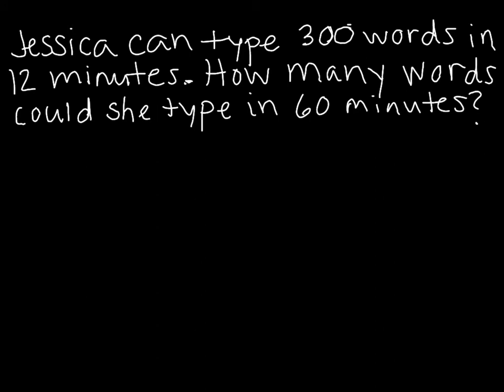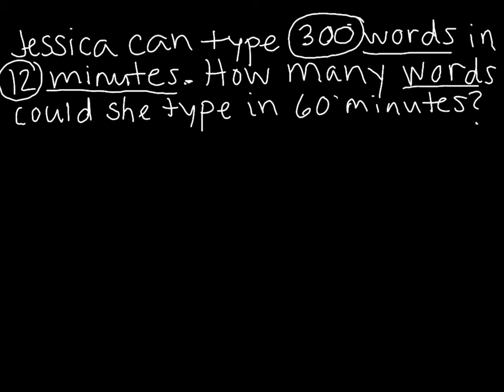All right, here is our second problem. I'm just going to read it, and then we'll go back and mark the text. Jessica can type 300 words in 12 minutes. How many words could she type in 60 minutes? So we have Jessica can type, I'm going to circle the 300, the key numbers, and that's 300 words. And she can do that in 12, and that 12 is minutes, so I'll underline minutes. How many words, we're looking for words, could she type in 60 minutes?